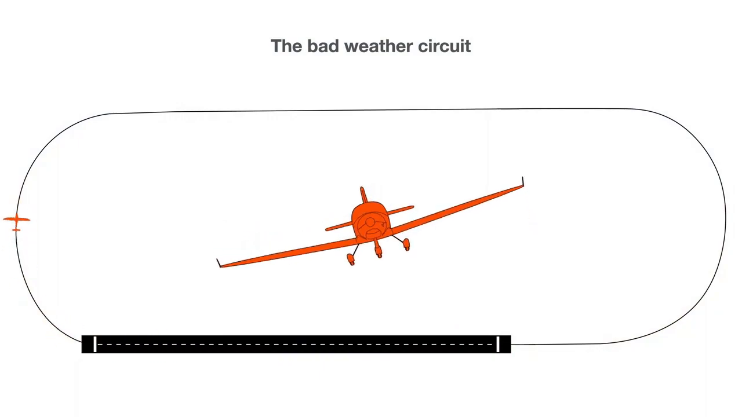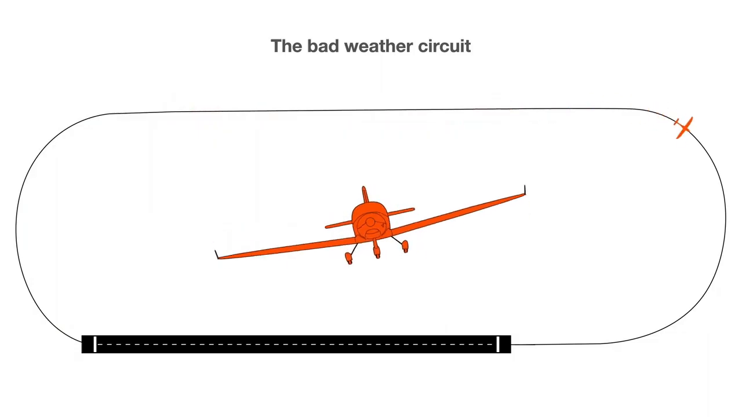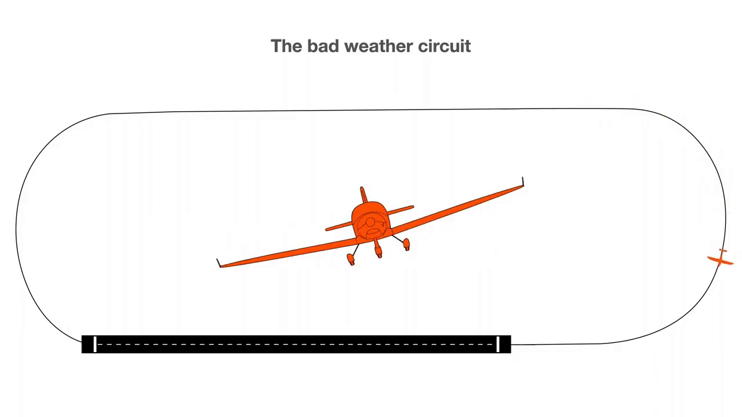In contrast, in the bad weather circuit, the pilot flies above the runway to the opposite threshold, climbs with a rate 1 turn onto the reciprocal heading at 600 feet AGL, flies that heading 20 to 30 seconds beyond the landing threshold, and then makes another rate 1 turn to line up with the runway again to land.